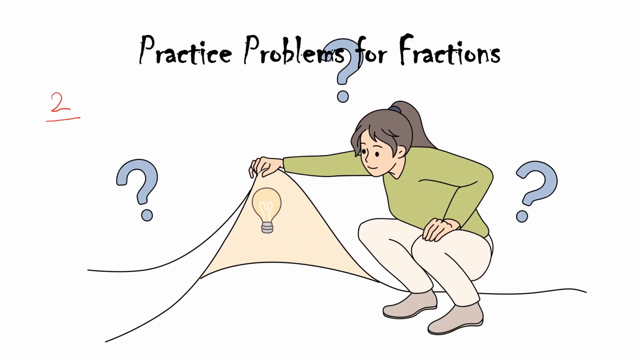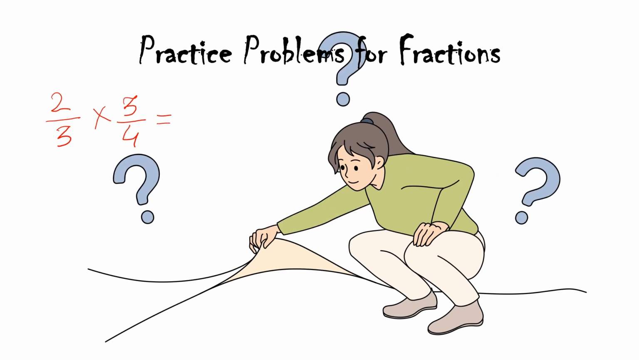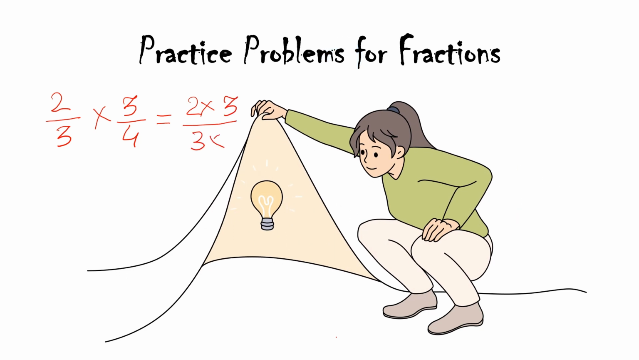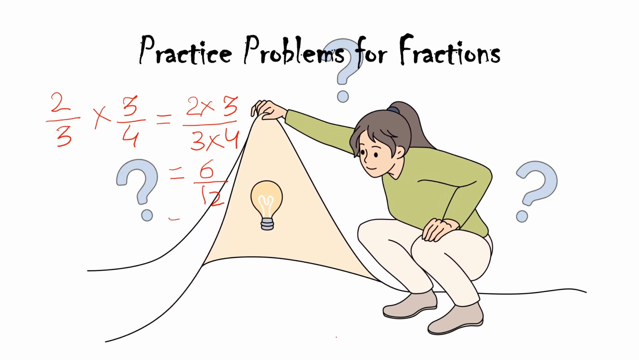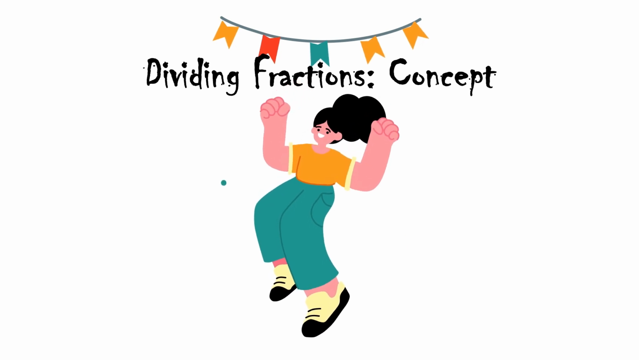What is 2 by 3 multiplied by 3 by 4? Pause the video and solve it on your own. The answer is 2 multiplied by 3 divided by 3 multiplied by 4, which gives 6 divided by 12, which simplifies to half. Dividing fractions is like multiplying by the reciprocal.